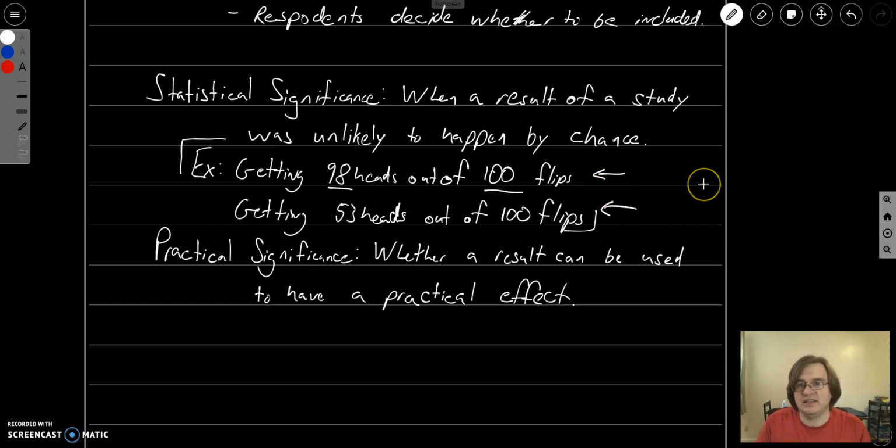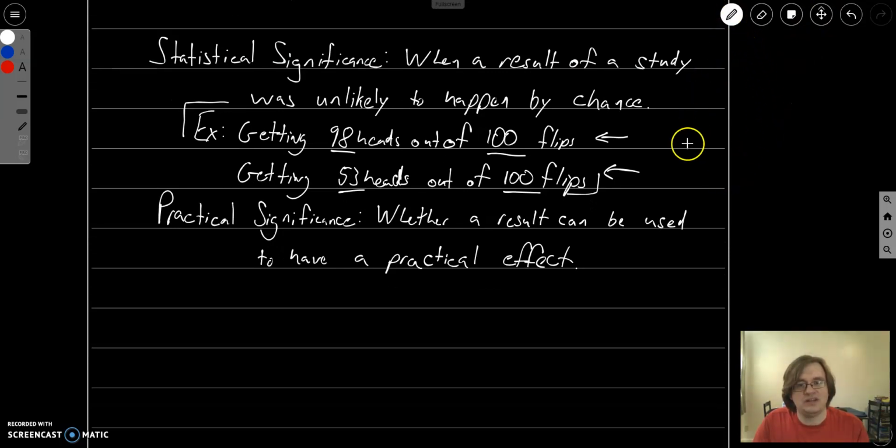because this is statistically significant, we could probably draw some conclusions about the coin we're flipping, and that it is probably not a fair coin. But if we get 53 heads out of 100, we can't really say that the coin is fair or not. This is not a statistically significant event. Only when something is statistically significant can we really draw conclusions about what's happening.